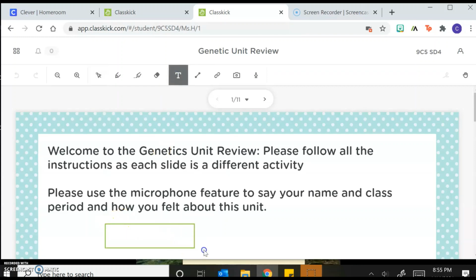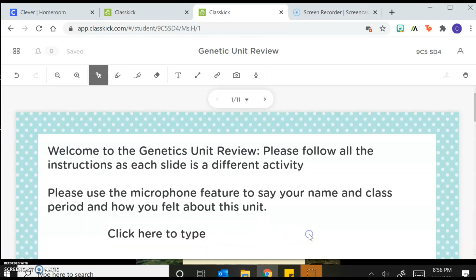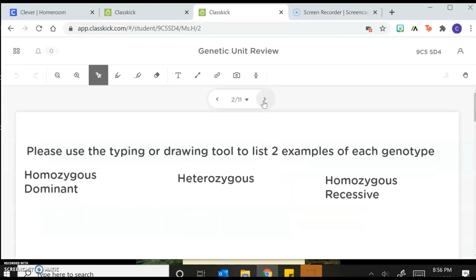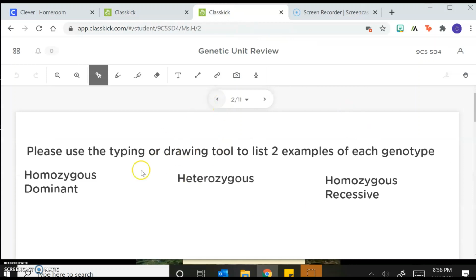We're going to hit type, and anywhere you click in this box, you can make it a text box. Once I have that text box created, I can go ahead and make another, as many as I want. So I would have answered that question as Ms. Humphreys, all periods, and I felt that this is my second or third favorite unit, but it's still amazing. I'm going to go ahead and go, and it automatically saves as you go. Now the thing about Classkick is that I can see what everyone is doing. I can view everyone's work, so I can watch what you're doing. So I'm able to see the progress you've made.